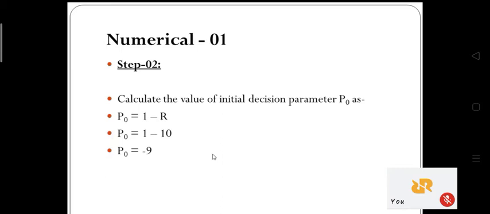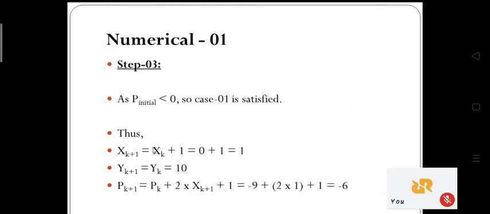Then step 2 is to compute the initial decision parameter. In this case, I have used the formula 1 minus r. That is why the answer is obtained as an integer value. So 1 minus r gives the value minus 9. This is a negative value.